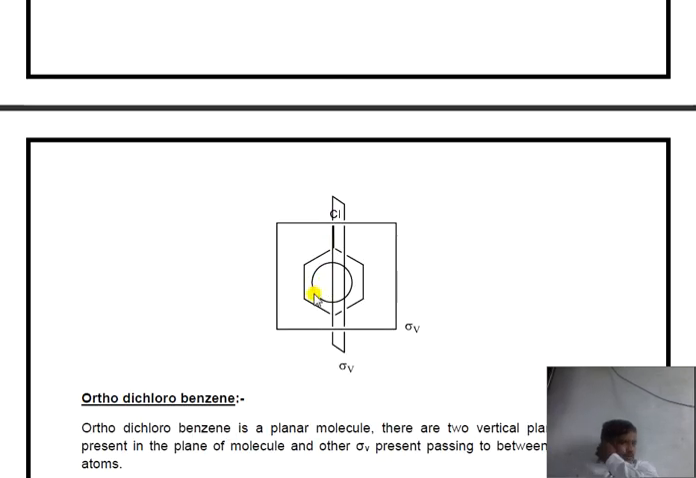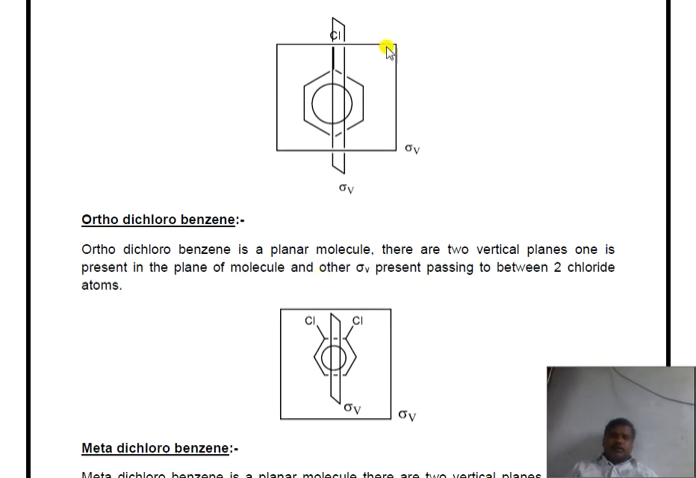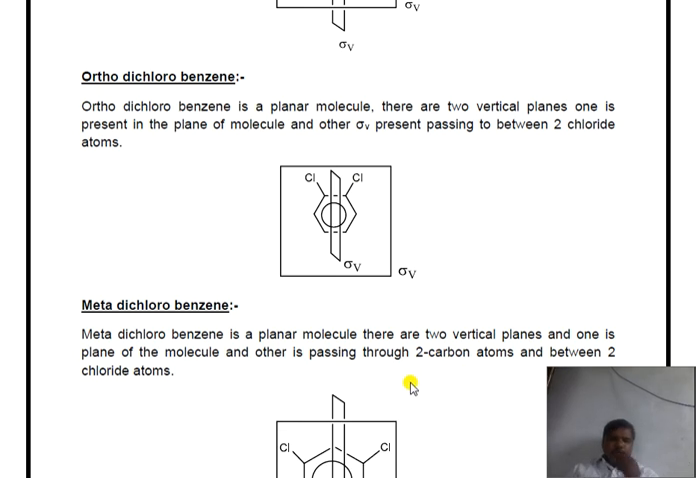Chlorobenzene. In chlorobenzene, the principal axis is C2 and also a plane of symmetry which is parallel to C2. So it is a vertical plane of symmetry. There are two vertical planes of symmetry. In ortho-dichlorobenzene, here also the principal axis is C2, and there are two planes of symmetry which are parallel to the axis. Two sigma v planes of symmetry are there.